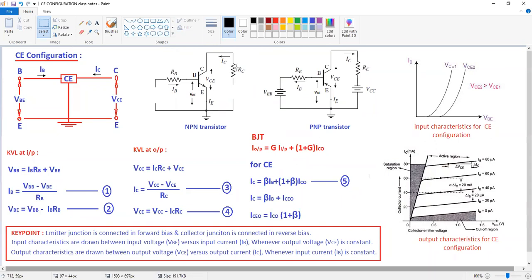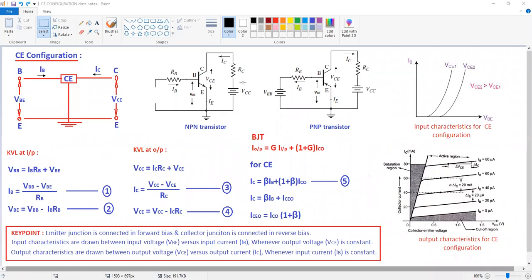In the case of active region, emitter junction is forward bias, collector junction is reverse bias. Now here we are going to connect the collector junction in reverse bias. If you want to connect it in reverse bias, this terminal is connected to the positive. Why? Because the collector is your N terminal. This is an NPN transistor, so this is an N terminal. N is connected to the positive here. Now here this is a supply voltage.